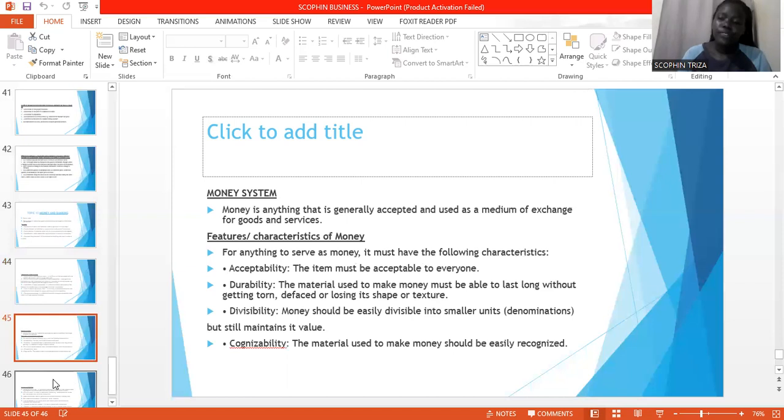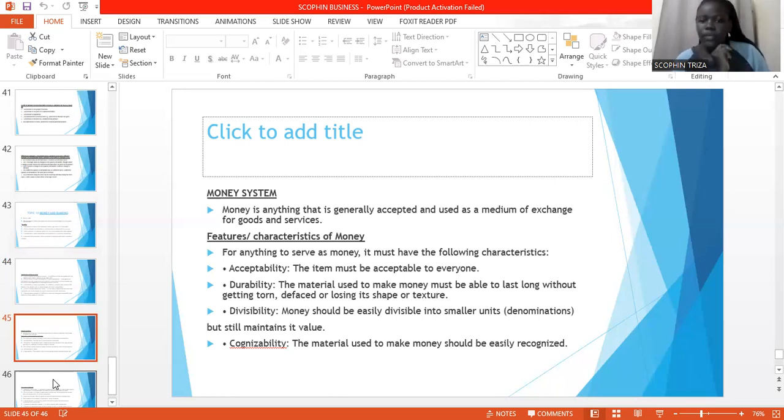And let's look at the money system. Money is anything that is generally accepted and used as a medium of exchange for goods and services. Now, some of the features of money are: number one, acceptability. The item that is going to be used as a medium of exchange should be acceptable to both parties.